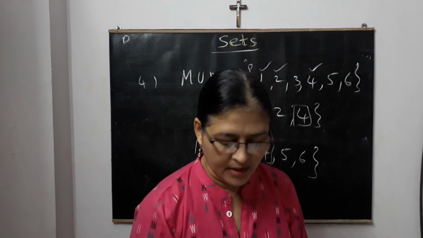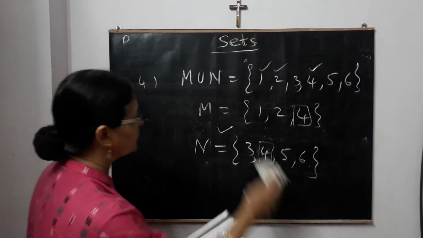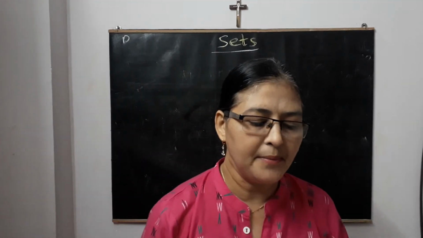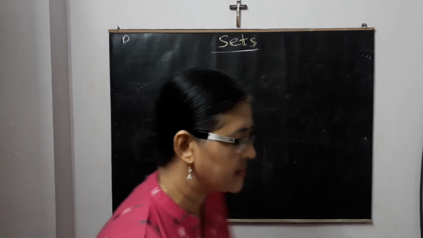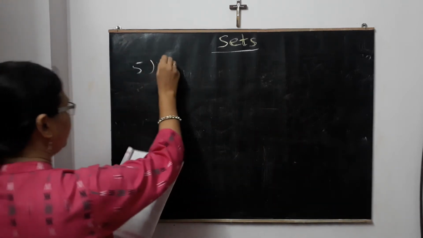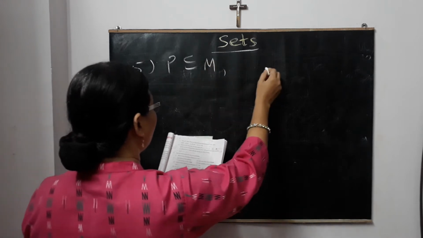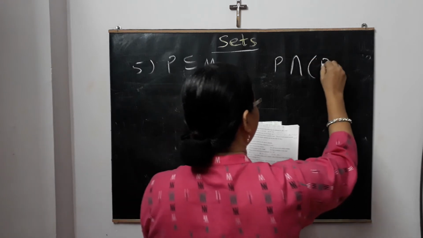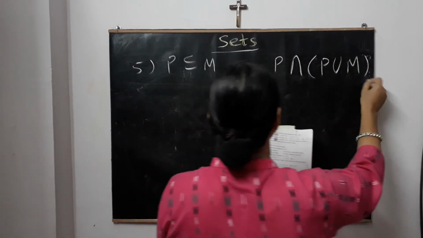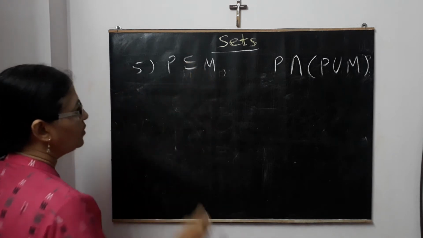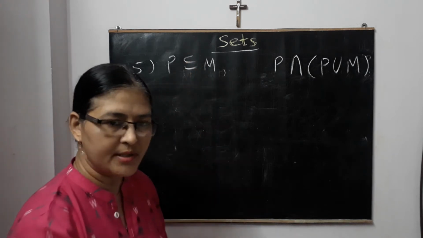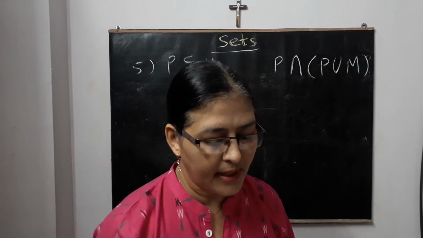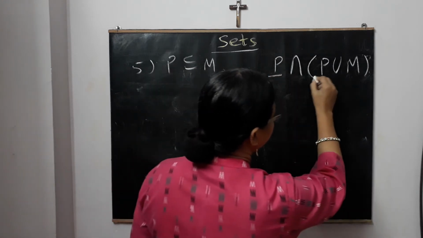Come to the fifth question. We have P is a subset of M. Then you are asked which of the following sets represents P intersection, then bracket, P union M. This is what is asked among the options. P is a subset of M, so it's a smaller set. We can take any example and find out. Now P union M is also asked.